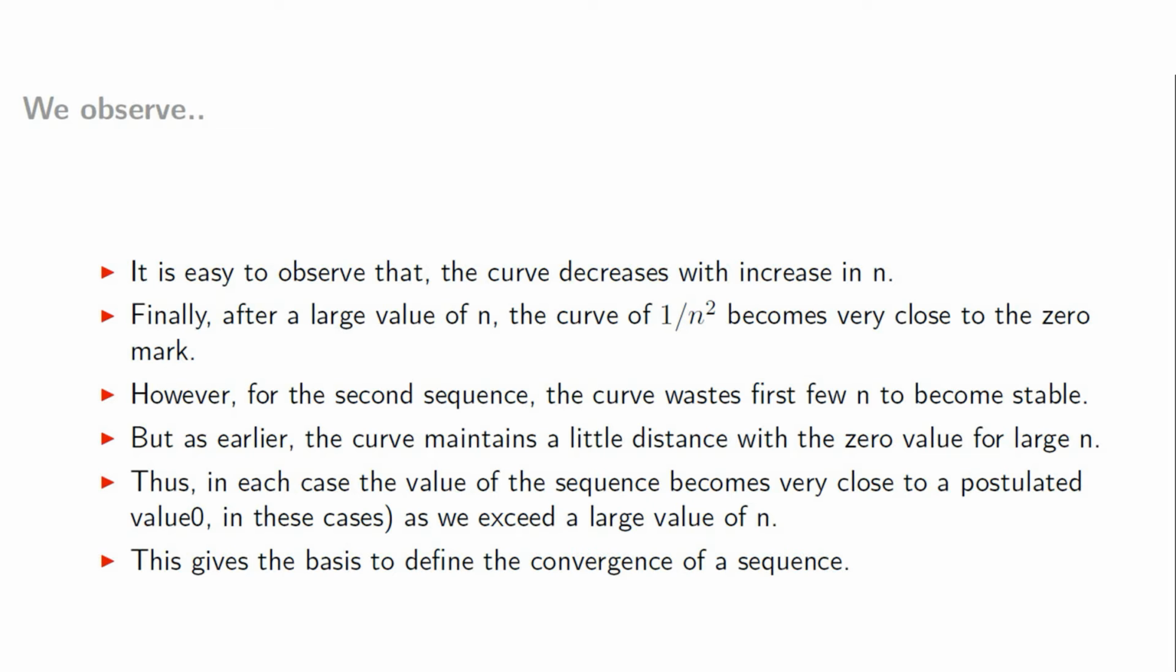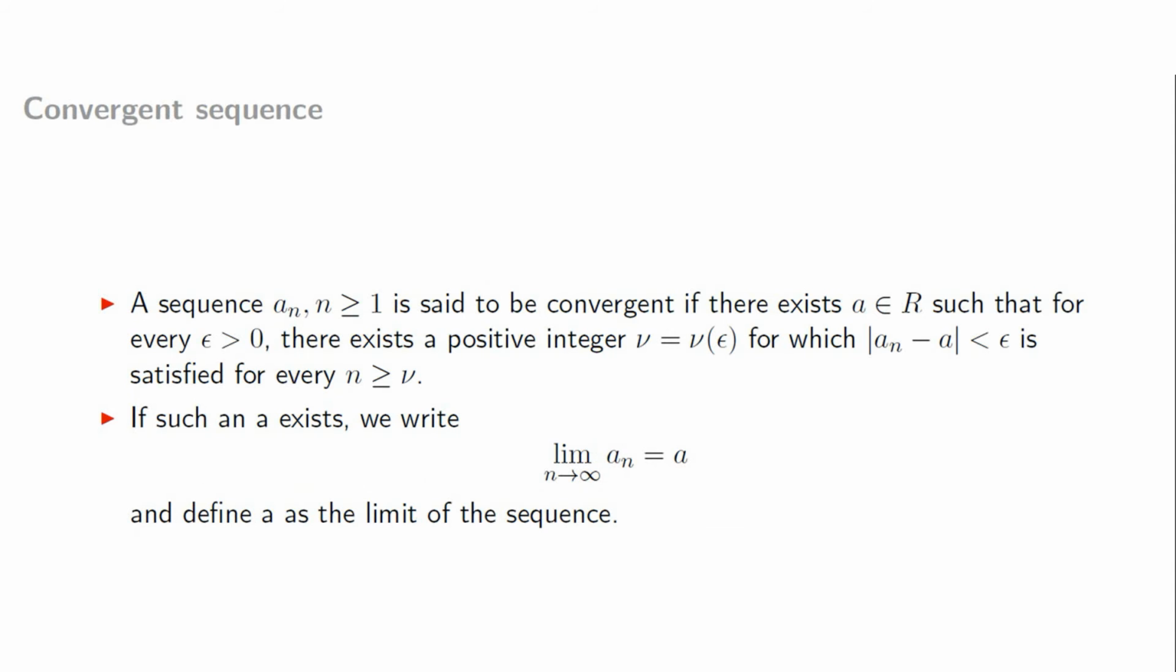This gives the basis to define the convergence of a sequence. So now we shall give the formal definition of a convergent sequence. A sequence a_n is said to be convergent if there exists a real constant a such that for every epsilon greater than 0 there exists a positive integer nu. Obviously this nu is a function of epsilon, for which the distance between a_n and a is less than epsilon. That is, mathematically, absolute value of a_n minus a is less than epsilon, and this has to be satisfied for every n greater than or equal to nu.